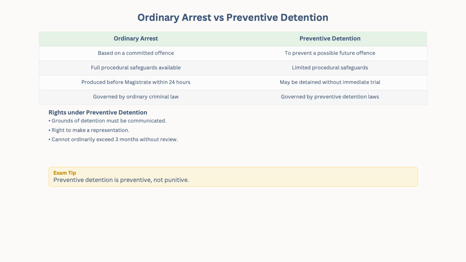Now let's move on to ordinary arrest and preventive detention. Now, when it comes to ordinary arrest, it's based on a committed offense, and preventive detention is to prevent a possible future offense. I think I've discussed that earlier, so I will skip that.